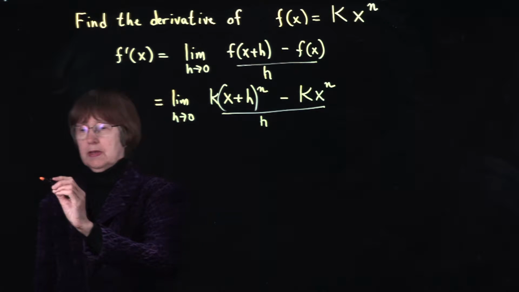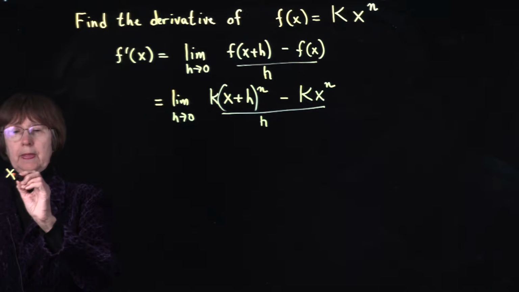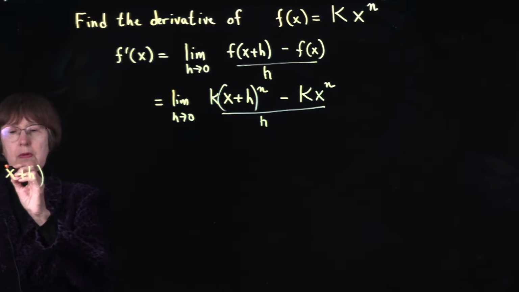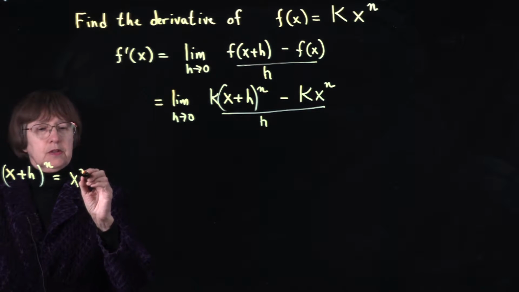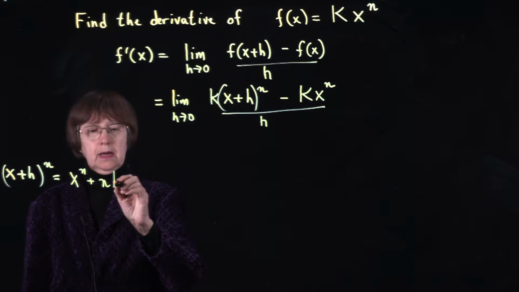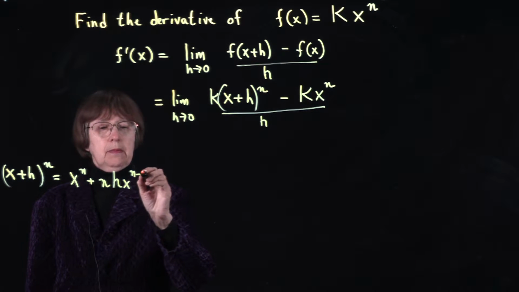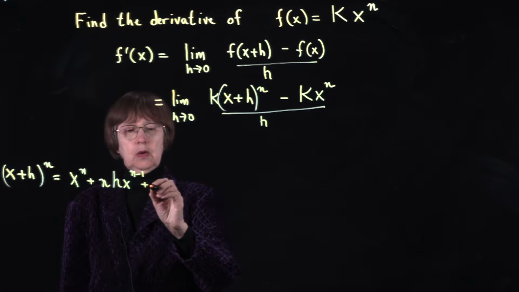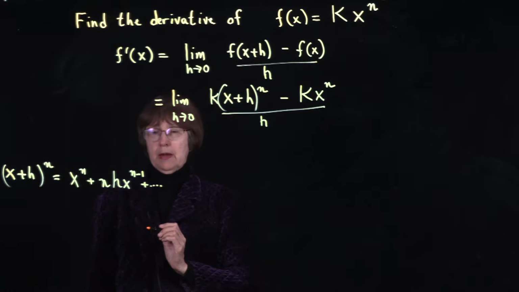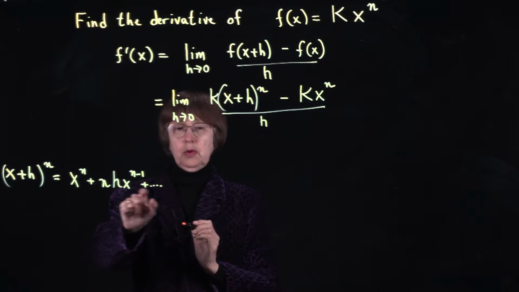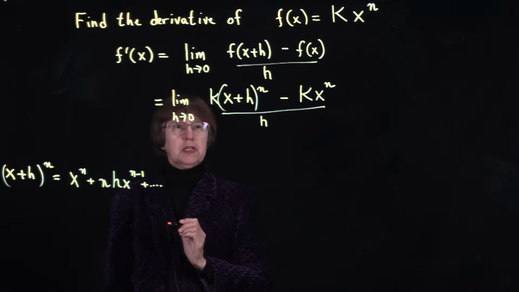And let us recall on the side here that (x plus h) to the power n can be written as x to the n plus n times h, x to the n minus 1, plus a whole lot of other terms, which it turns out are not going to matter. These are the only two terms that we'll be keeping, as you'll see shortly.